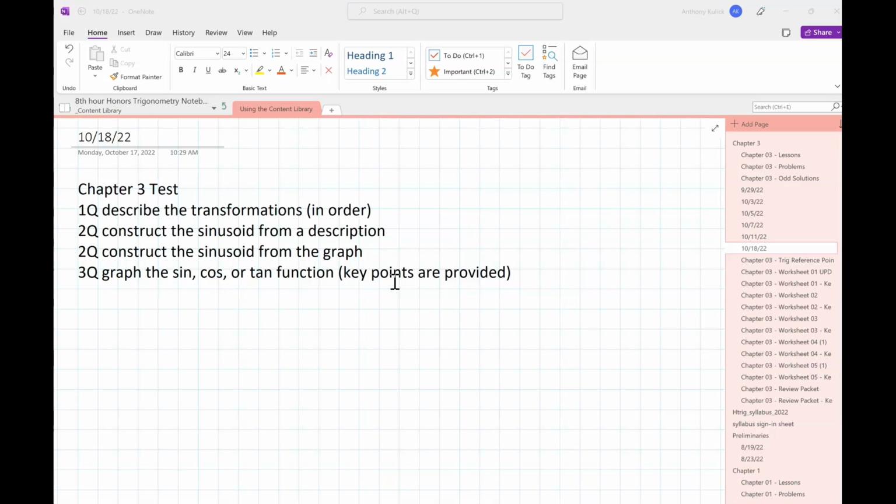The format is going to look the same as the homework quiz did, where I give you the grid and then the key points, and I ask you to write in the map and transform points in the space, right?